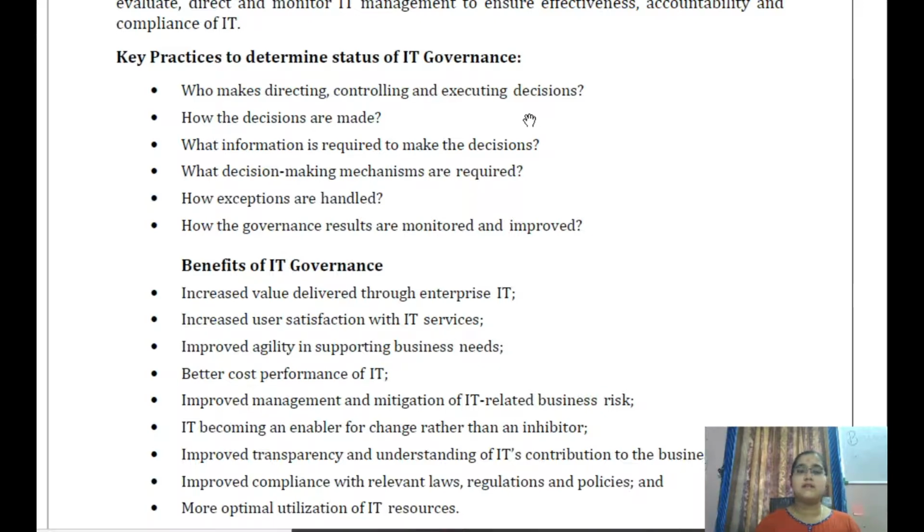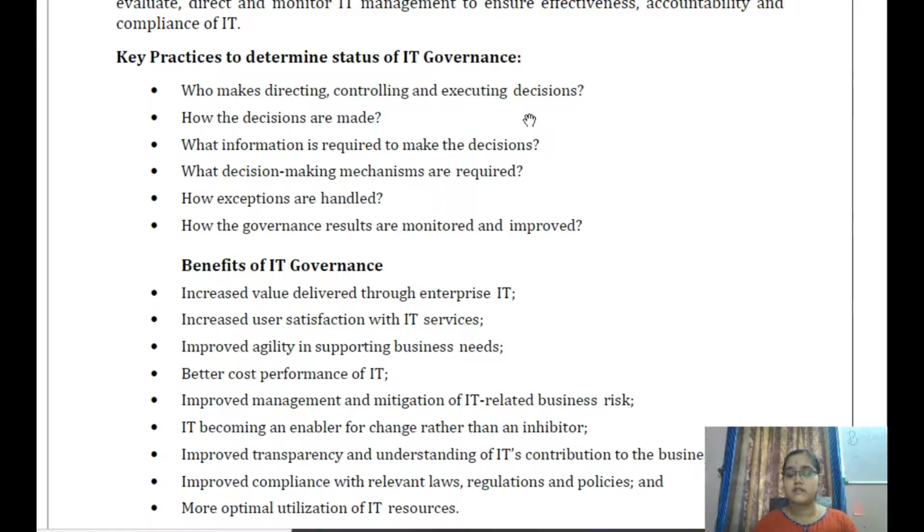First thing, who is making the decision, controlling, and executing the decision. Then who is directing, controlling, and making decisions. How the decisions are made. Then what information is required to make these decisions, how exceptions are handled, what decision making mechanisms are required, and how the governance results are monitored and improved.